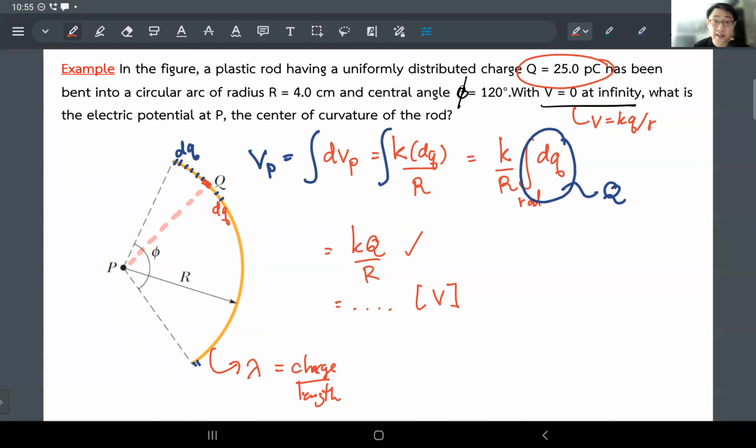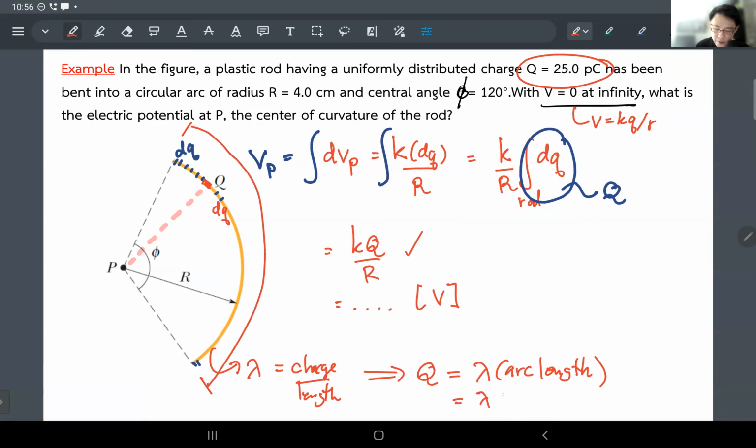If you are given lambda instead of Q, then to get to the capital Q you have to take lambda and multiply by the arc length. Does that make sense? To get the length of this whole arc, you have to do R times phi. That's when phi will come into the picture. But for this one, the problem is very kind to you. It just gave you the total charge already, so bam, just plug in the total charge and you're done. Cool.